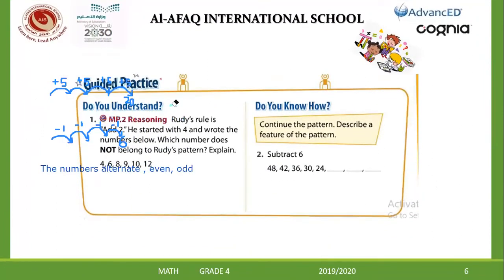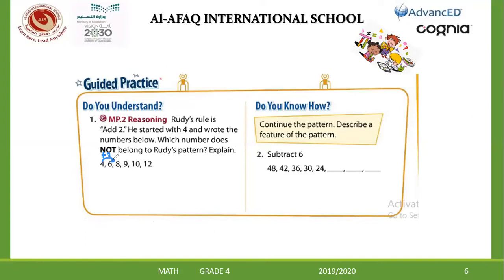With me in the book. First question here: Rod's rule is add 2. He started with 4 and wrote the numbers. Which number doesn't belong to Rod's pattern? Explain. As you see in this pattern, Rod started with 4, then 6. From 4 to 6, you have to add or subtract. As you see, I go up, so I have to add 2. So 4 plus 2, you will get 6.